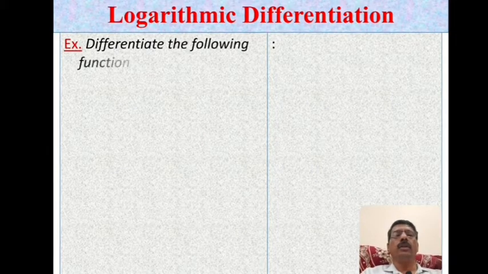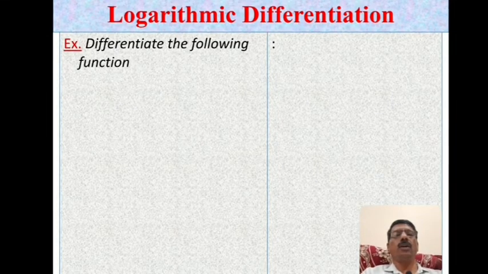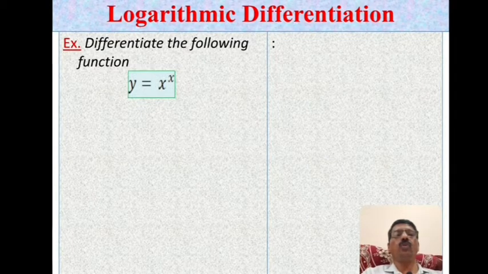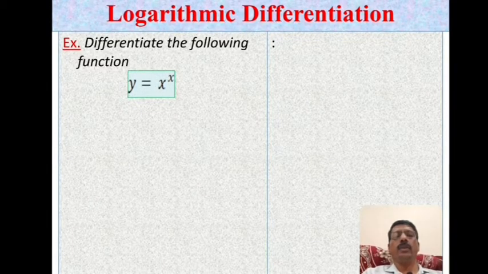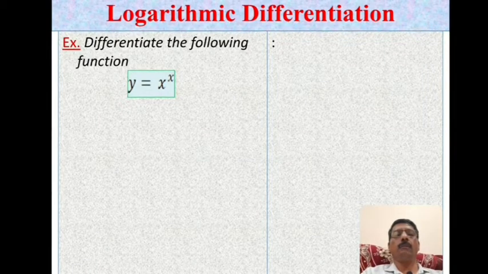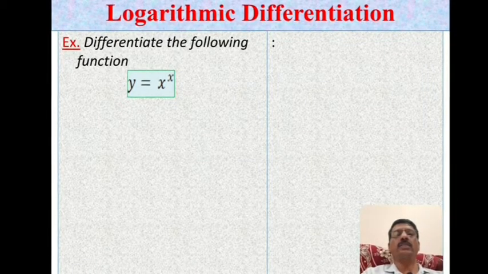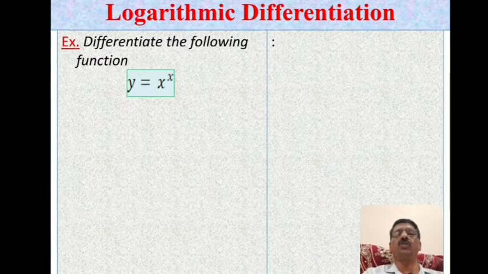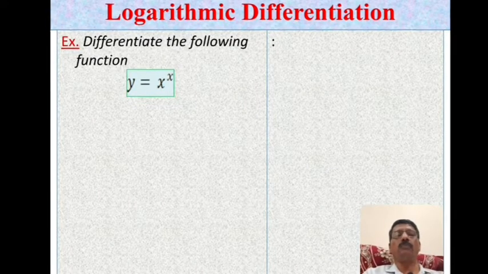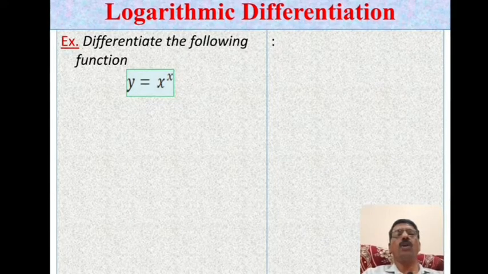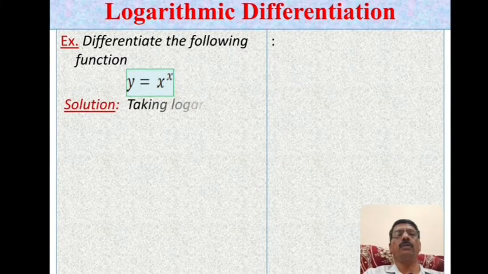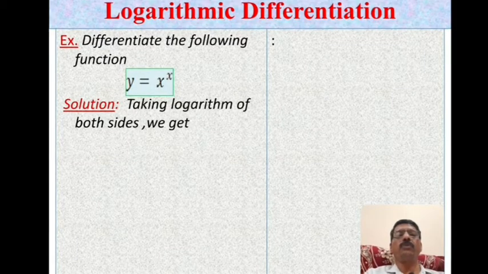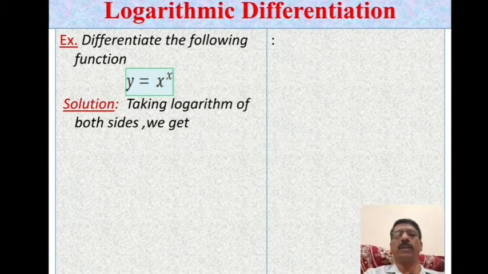Okay, the given example is: differentiate the following function. The function is y equal to x raised to x. Here in the given function, the base is x and the exponent is also x. That means f of x bracket raised to g of x, that type of function. Now we have to find the derivative of the given function. The given function is in exponential form, and therefore we have to take the logarithmic differentiation.